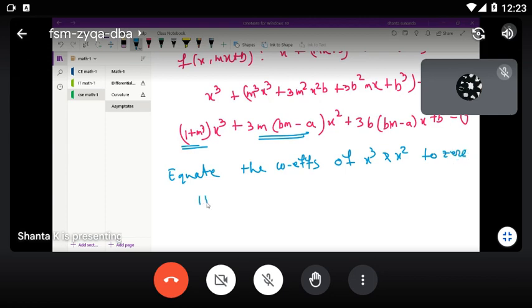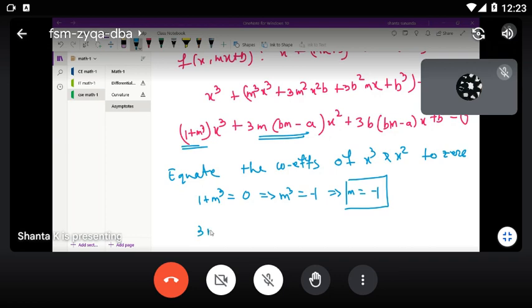Okay, so 1 plus m cube equals to 0. So we are getting m cube as minus 1 and the value of m is minus 1, and the rest of the two values are complex values. So we will go for m equals to minus 1. Okay, so we have the m value here.